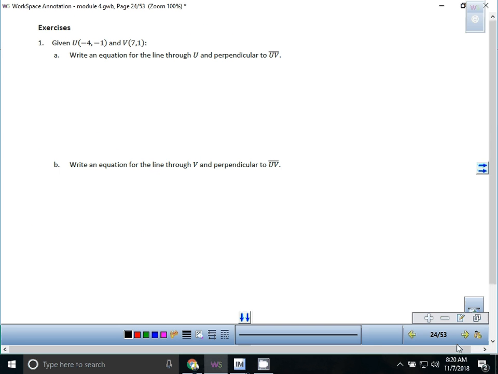So, is this on the next page? Alright, so let's do this. Let's cross out perpendicular. We'll do parallel again. Let's make that one, we'll make them both parallel.